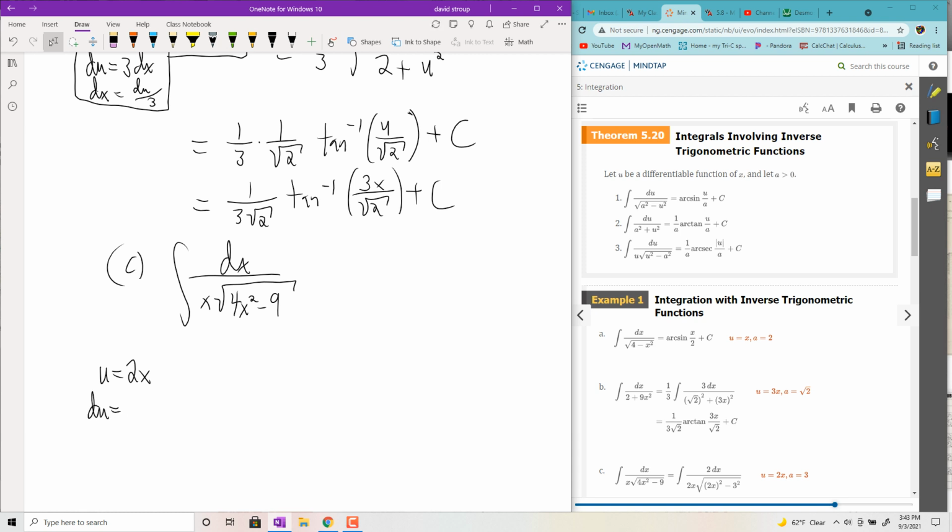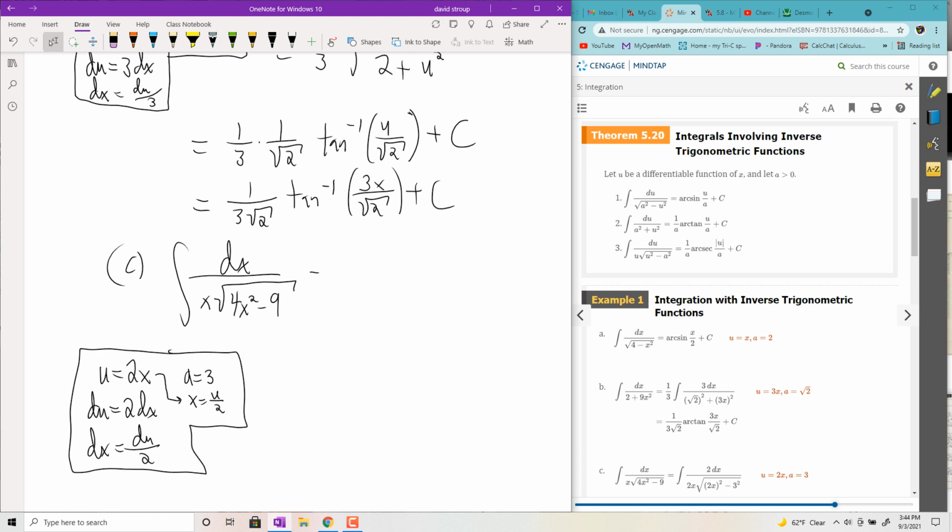So du will be 2dx, and dx will be du over 2. The a value will be 3. And we're going to need to rewrite the x in the denominator using this equation here. So x will be u all over 2. So it's kind of our material box.